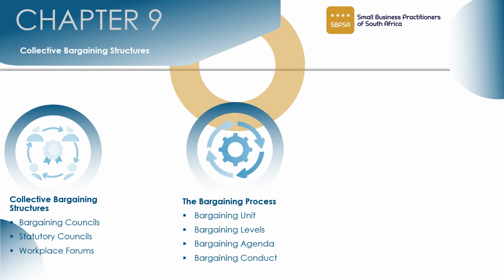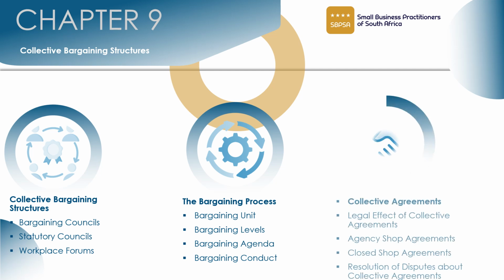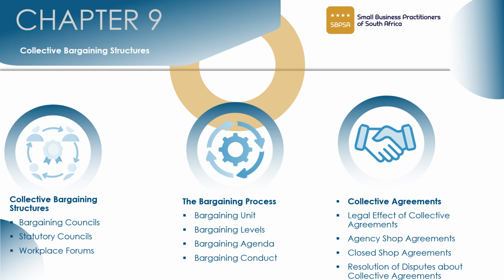This process covers bargaining unit, bargaining levels, bargaining agenda, bargaining conduct, collective agreements, which explores more on legal effect of collective agreements, agency shop agreements, closed shop agreements, resolution of disputes about collective agreements.